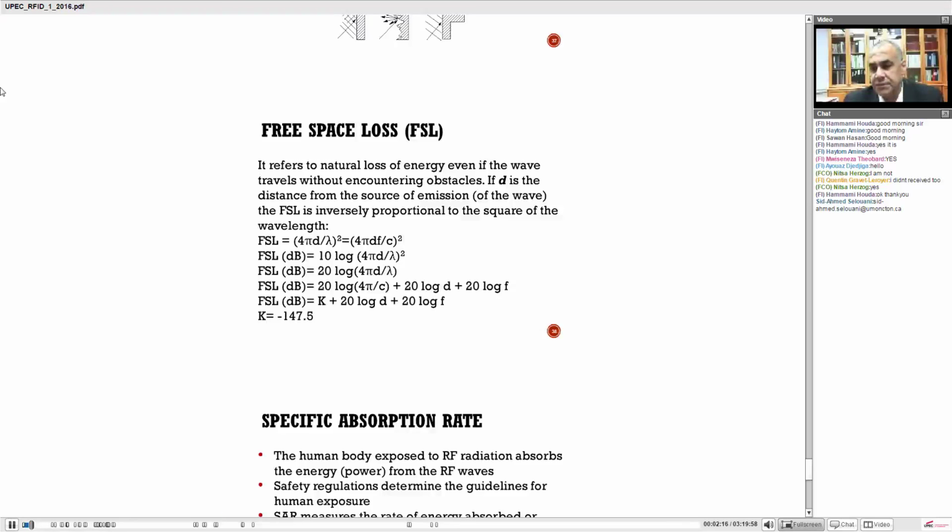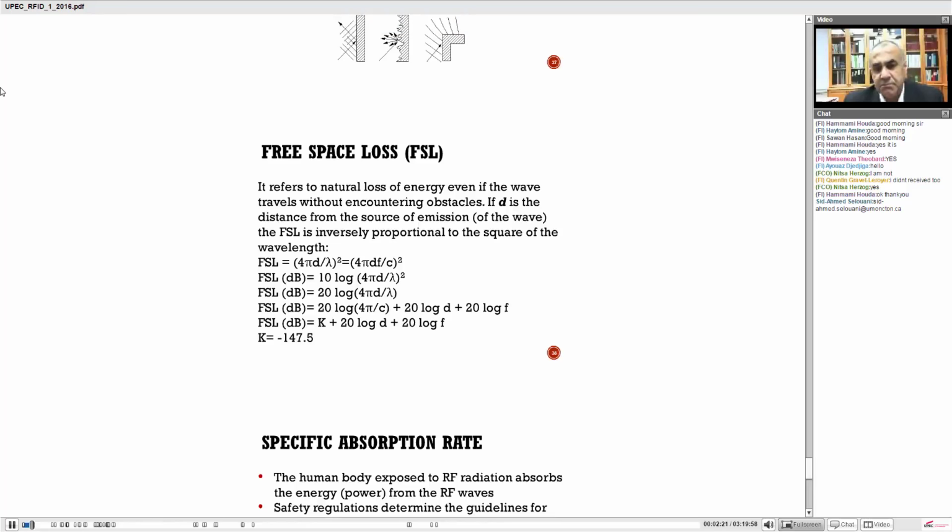Okay, so this is my email address. Just before starting the second session, some very brief recall of free space loss. I think that you have all that you want, right? You have the slides for module 1, 2, and the physics. All documents are available through the e-learning platform.